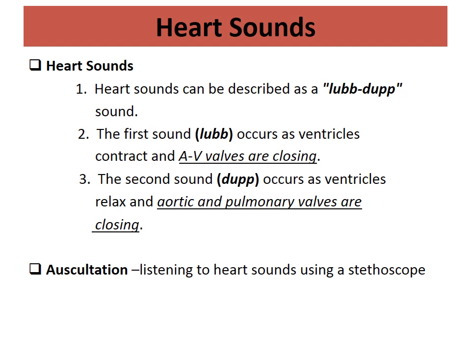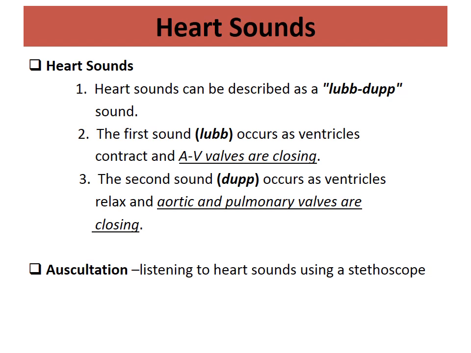create that lub. And then the second sound, the dub of the lub-dub, occurs as the ventricles relax. And as the pressure inside the ventricles relaxes, the pressure inside the aorta and the pulmonary trunk will become greater than that within the ventricles, and that'll force the aortic and pulmonary semilunar valves to close.